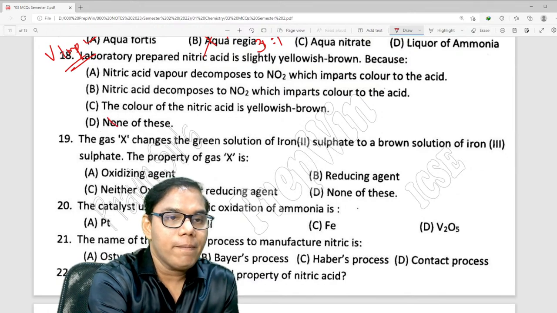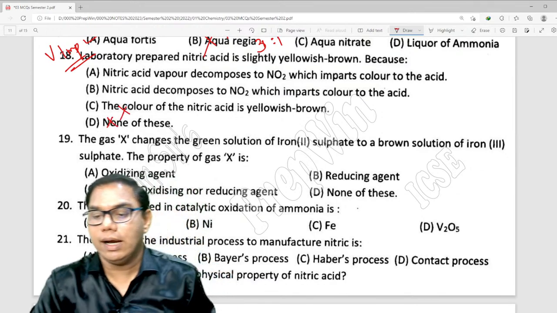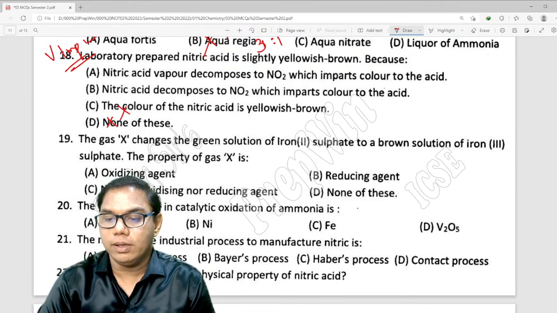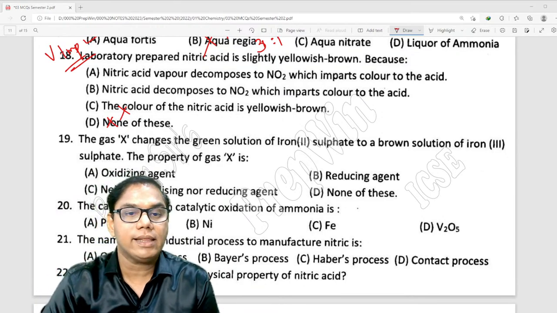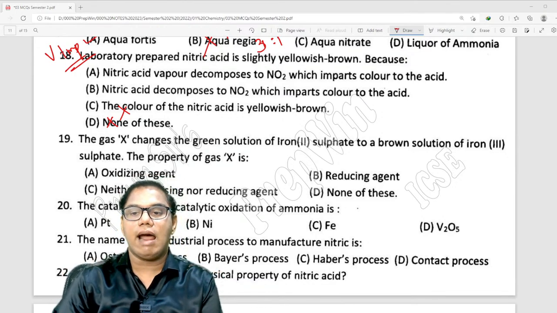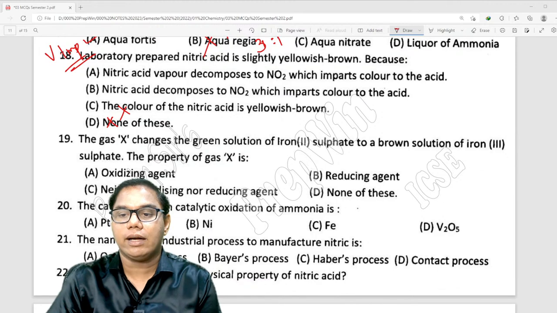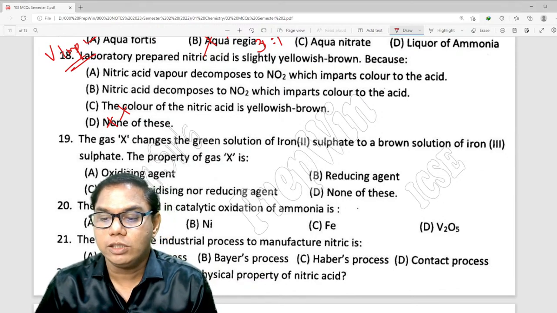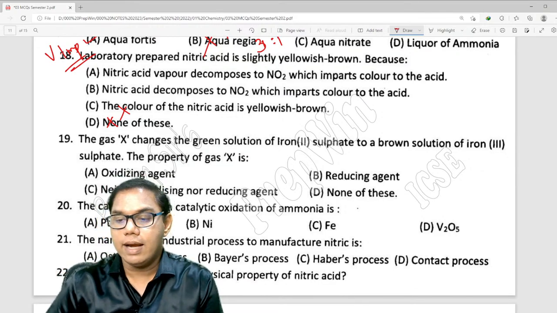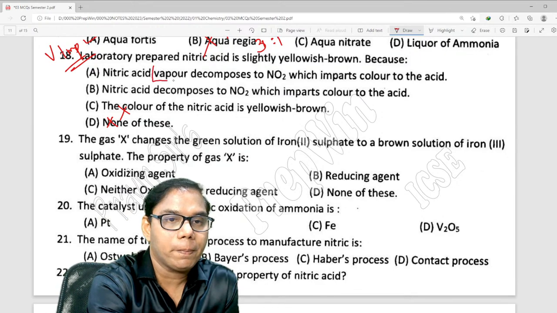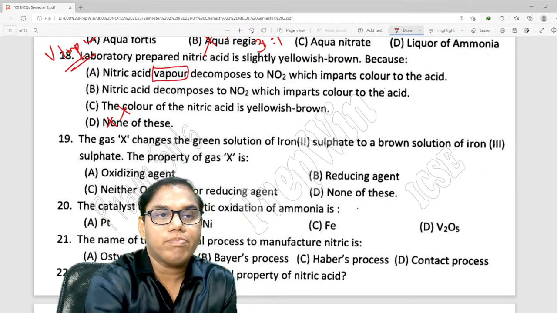Ye nahi hai. And C is also not the answer. Now tell me A or B. Read carefully. Okay. There is a trap. Which one is the correct one? There is a trick. Aapke liye ek trap hai yahan par. Which one? 18th ka. See here, what is the difference? Yeah, vapor diya. Okay, or yeah, vapor nahi hai.